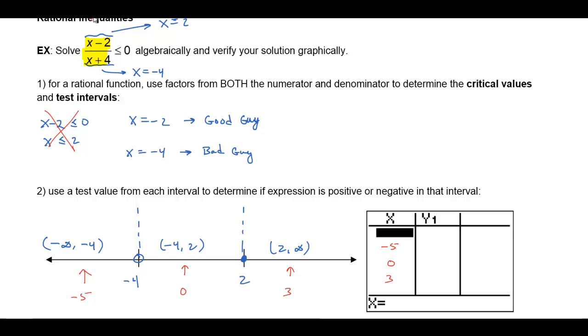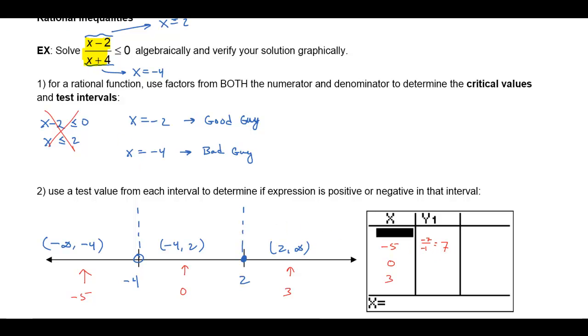Now if I plug negative 5 in up here, I'm going to get negative 5 minus 2 is negative 7. So that would give me negative 7 on the top. And negative 5 plus 4 is negative 1 on the bottom. And so that equals 7. In particular, it's a positive value.